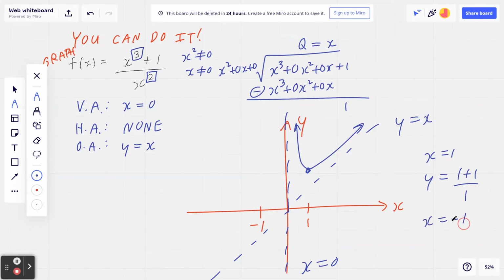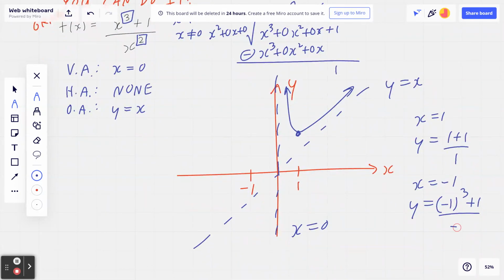Likewise, if you plug in x equal to -1, that's going to be -1 cubed plus 1 divided by -1 squared. Again, if you think about this, that's going to be 0, which is going to be exactly the x-intercept. So again, the graph is going to look something like that.